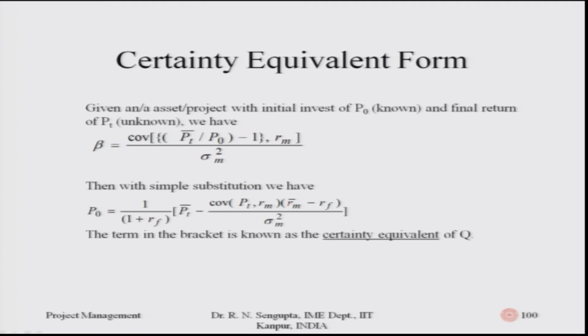The term in the bracket is known as the certainty equivalent, which is the value of Q, and based on that a person can find out whether a certain project is going to give you positive returns or negative returns, because if P bar T is positive or negative, that would basically have a positive or negative impact on the overall term inside the square bracket.